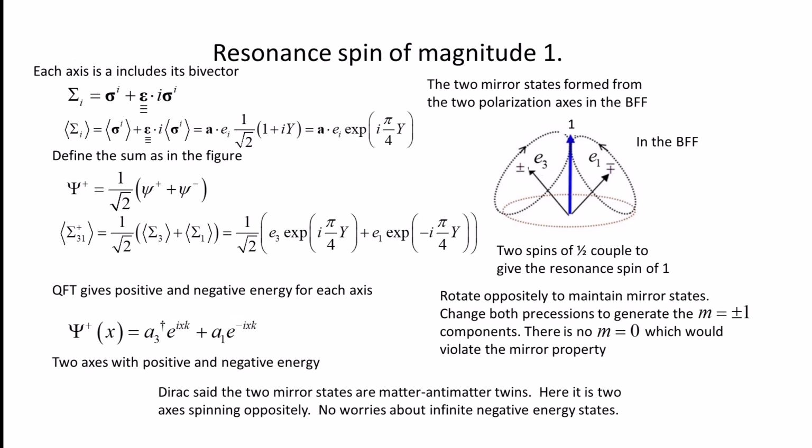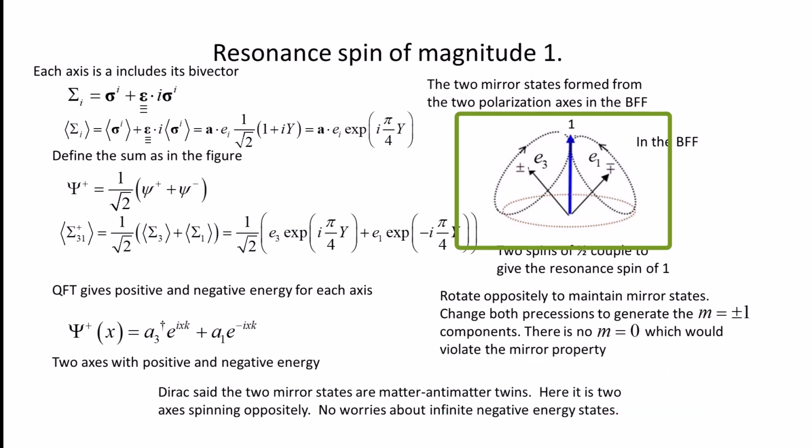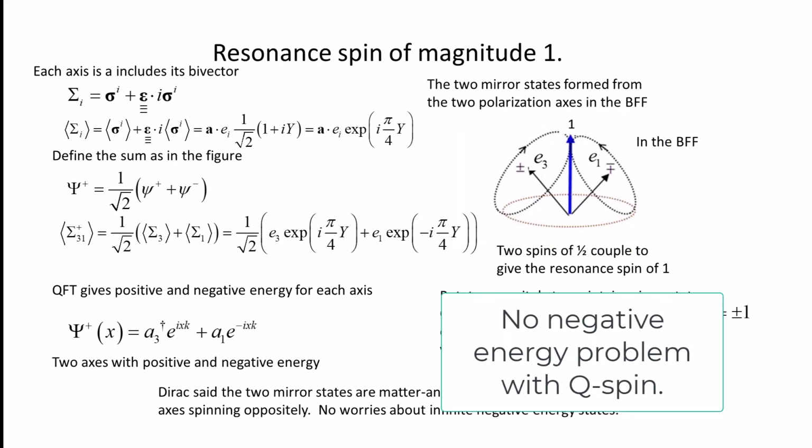Here, the q-spin interpretation is two axes spinning on the same particle, so there is no problem with the negative energies. The positive and negative energies of the two axes are just balancing each other. Quaternion spin appears to solve the negative energy problem of the Dirac equation.